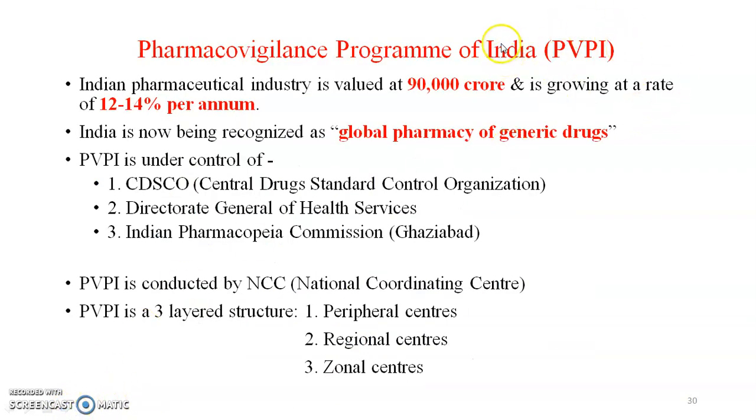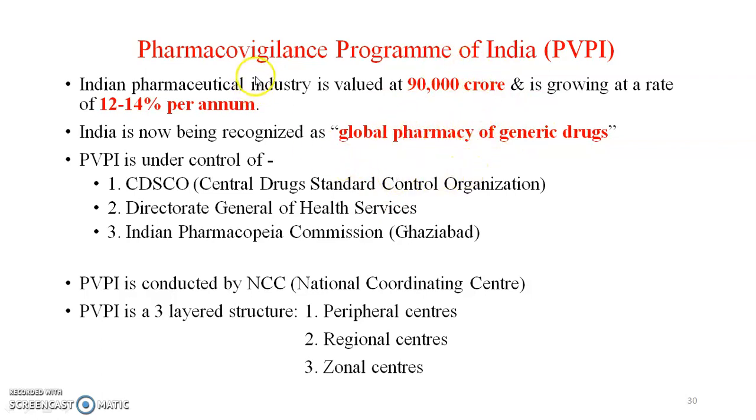Then here in India, the pharmaceutical industry is very big. It is valued at almost 90,000 crore, and it is growing annually by 12 to 14%. So the number of molecules is very high. We are a global generic pharmacy producer, so most of the drugs are in the market, and we need to have safety vigilance. So we need to develop a very good pharmacovigilance center.